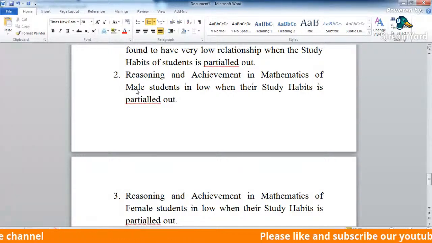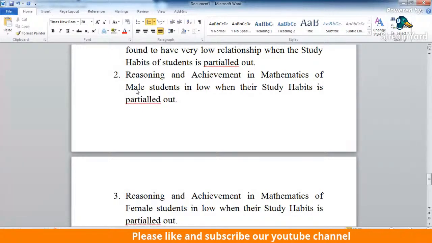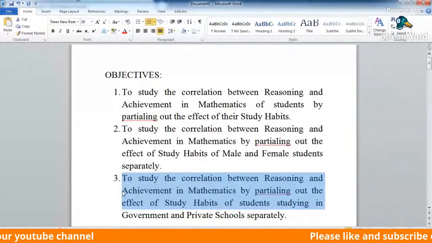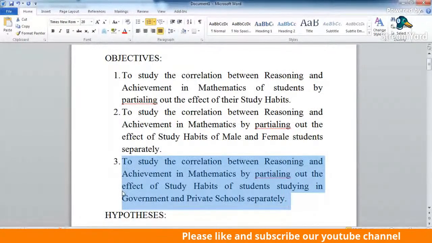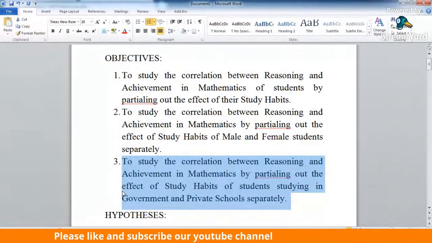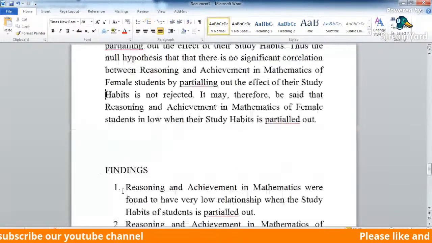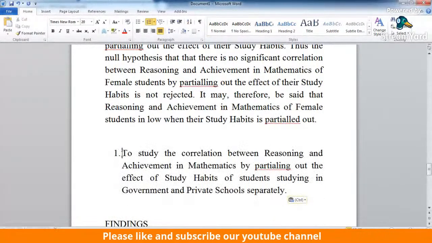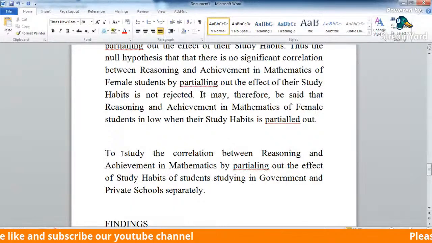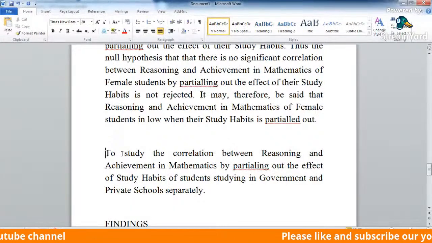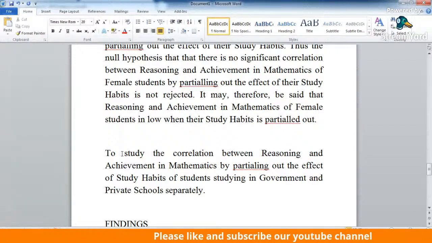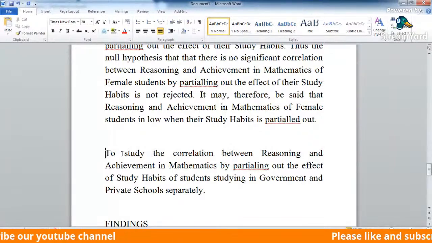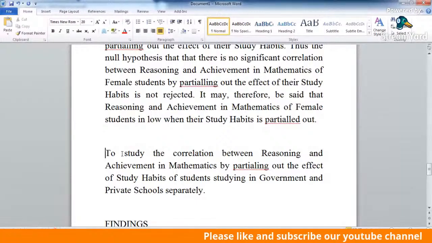All right. Now I am going to go again to the home. My third objective was this. This was my third objective. So let me now take this third objective. Okay. Now this third objective says you are finding the correlation between reasoning and achievement in mathematics by parceling out the effect of study habit of students studying in government and private schools.